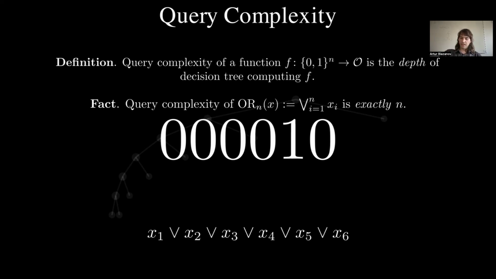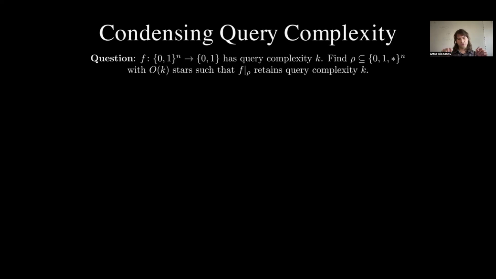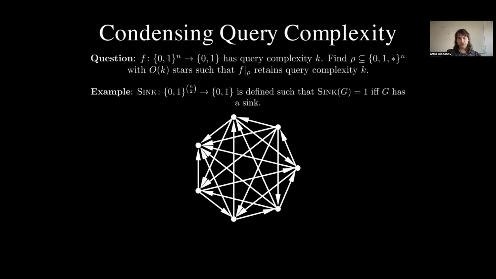So condensing query complexity for us would mean to restrict all but O(k) bits, where k is the query complexity, such that the restricted function retains its original query complexity. For OR, it's trivial because it already has maximum query complexity, so there's nothing to restrict. So let us consider some function with intermediate query complexity, so this notion can be interesting. One such function is called Sink, and it's defined as follows. As input, you are given a tournament graph.